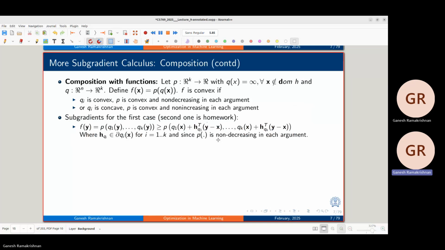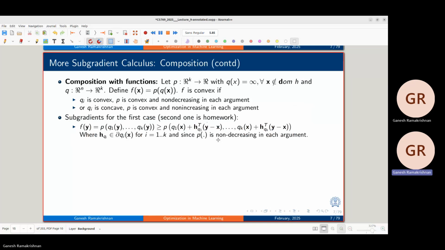That these are subgradients. What do you mean by subgradient? For Qi, Qi(y) is greater than or equal to Qi(x) plus HQi transpose (y minus x). So the Qi's have this inequality, and our P. This is for Qi, and P is non-decreasing, right?